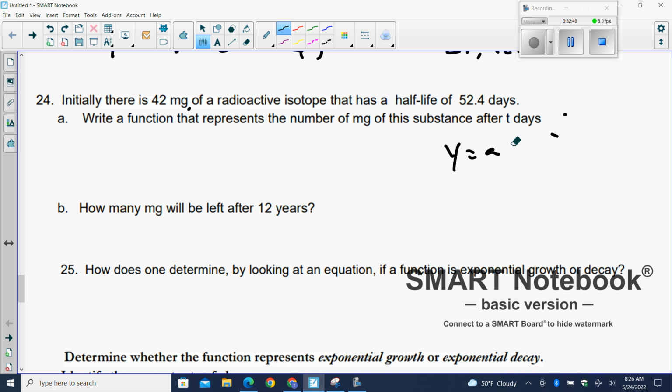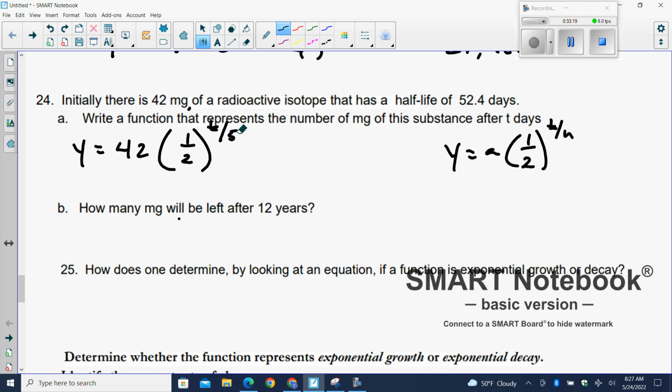Okay, so we have A times 1/2 raised to the T over H power. If you don't have that in your notes, make sure you get that in there. A, just like always, is the initial value. There's 42 milligrams, that's my A, half is a half, of a radioactive isotope that has a half-life of 52.4 days. So the T is up on top, the 52.4 days is underneath.